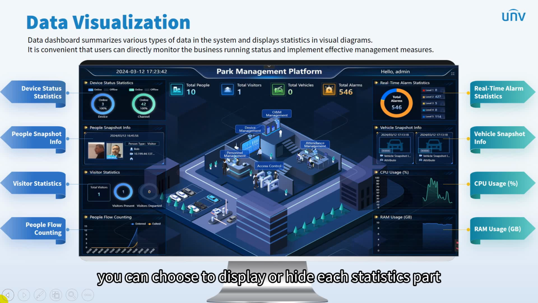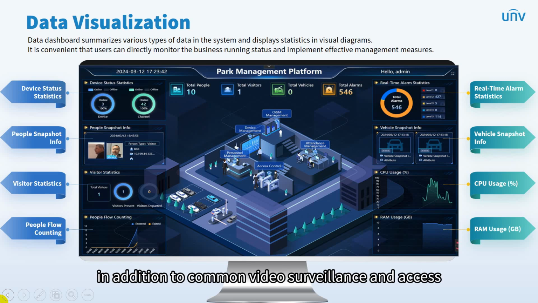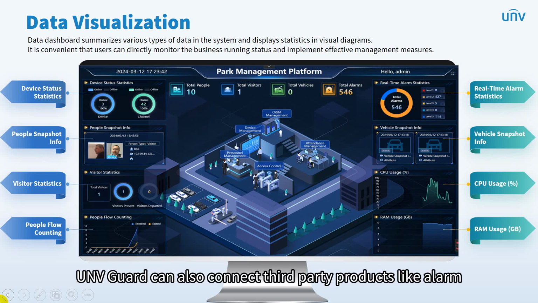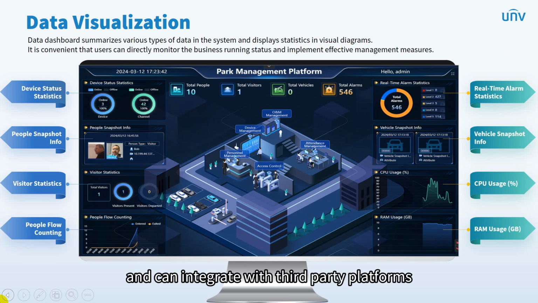You can choose to display or hide each statistics part, change their layout, or upload an image in the middle. In addition to common video surveillance and access control devices, UNV Guard can also connect third-party products like alarm and fire detection devices and can integrate with third-party platforms.